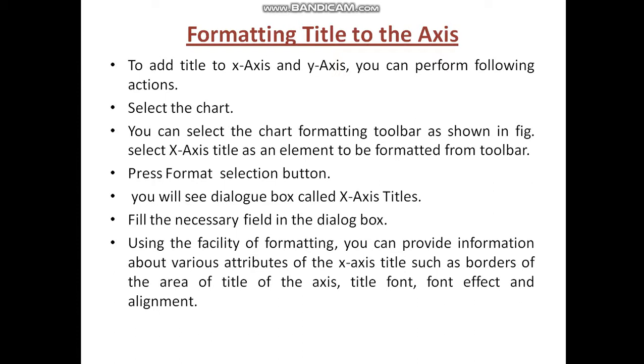First of all, let's see a brief description about it. First, click on the chart, then click the format selection button and then click on the x-axis title. Fill the necessary fields in the dialog box. Using the facility of formatting, you can provide information about various attributes of the x-axis title, such as the border, the area of the title of the x-axis, title font, font effect and alignment.